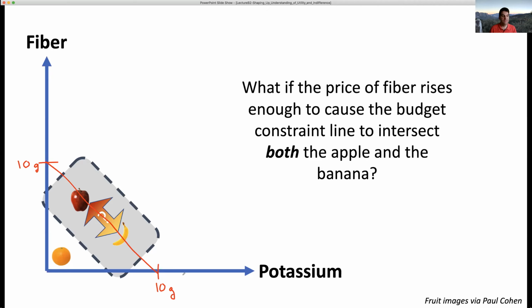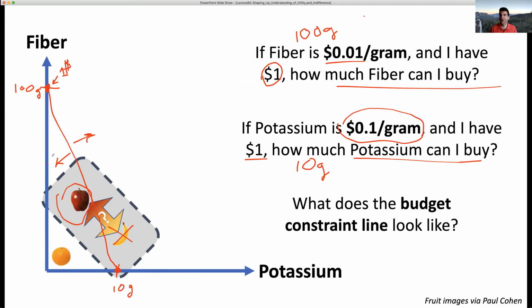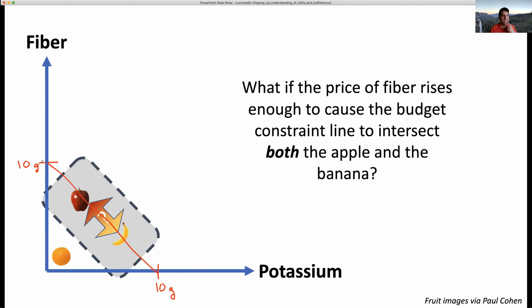So let's just say that for $1, I could buy 10 grams of potassium and 10 grams of fiber. Remember, before I could buy 100 grams of fiber, and now I'm saying that instead of buying 100 grams, I can only buy 10 grams. I just happened to create, instead of my example that I created on the fly, sadly, my 10 grams of potassium is now kind of moved relative to what a banana is. So I apologize for that. I didn't mean to create confusion.